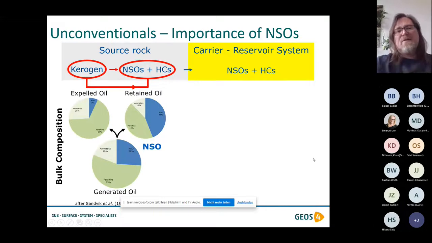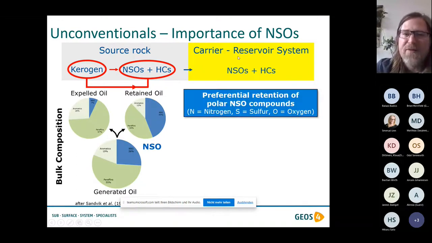Okay, now I would like to come to the third topic, which is the importance of NSO compounds on physical properties in unconventional plays. Clearly, retained petroleum fluids are strongly enriched in NSO compounds compared to the conventional oils, which is shown here. This is mainly due to expulsion fractionation, with preferential retention of NSO compounds during expulsion.